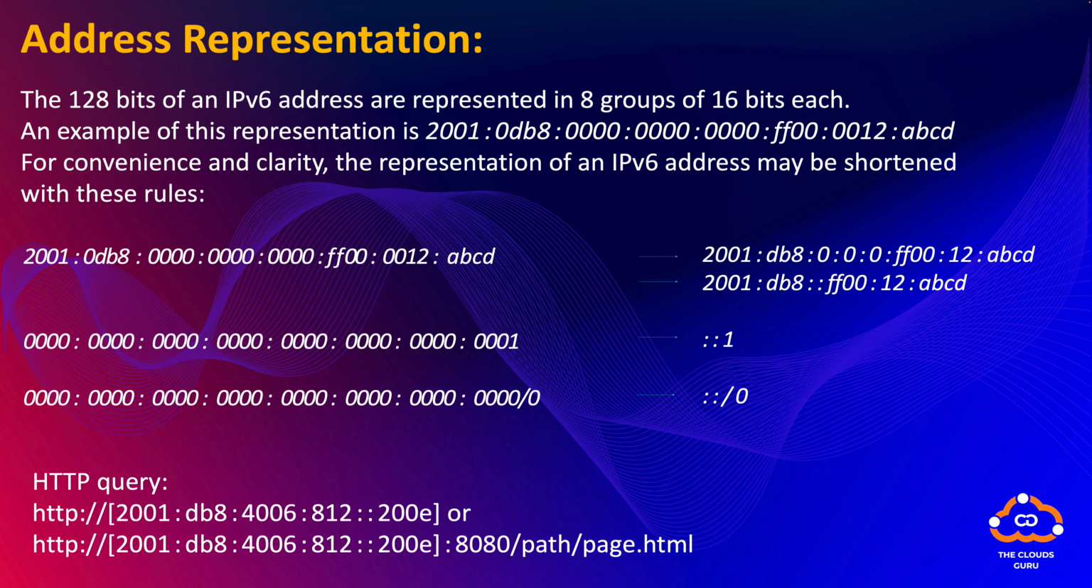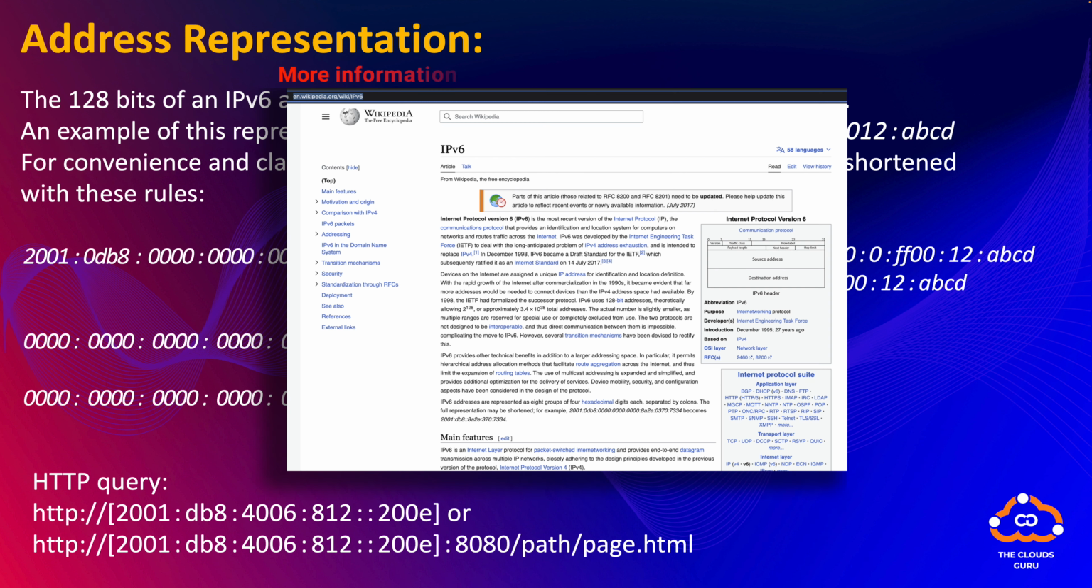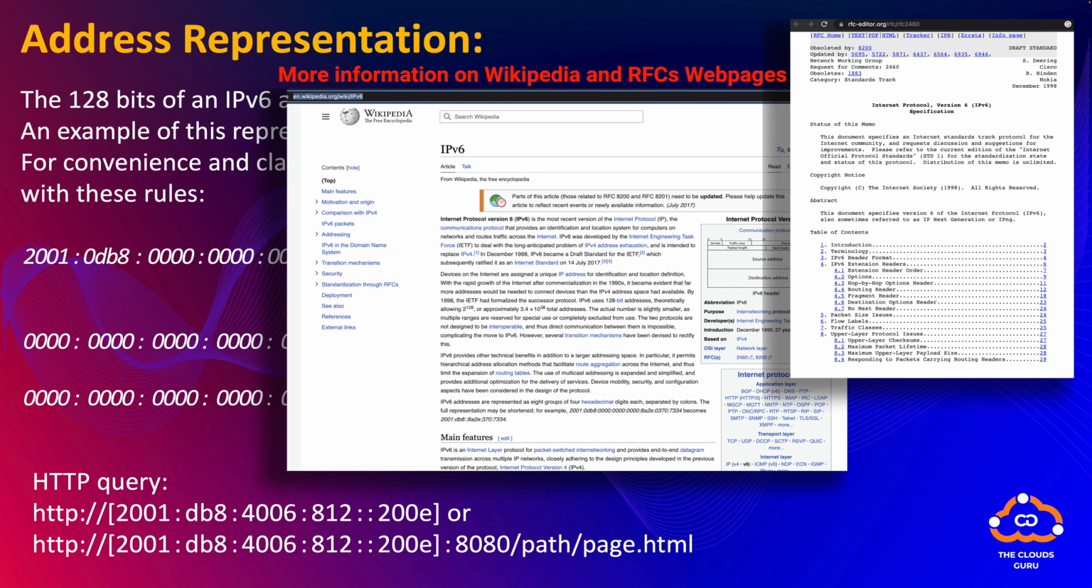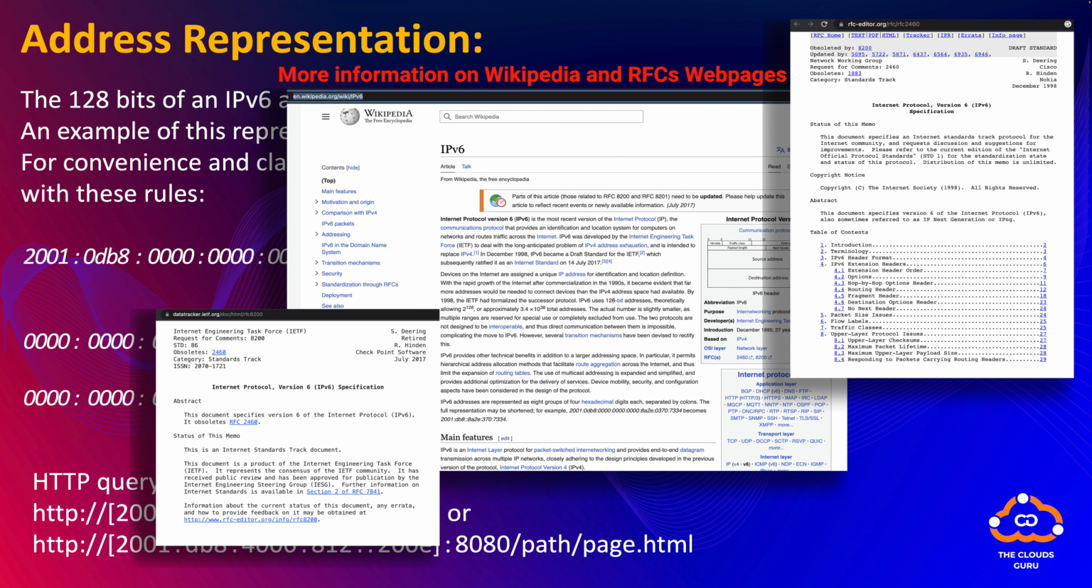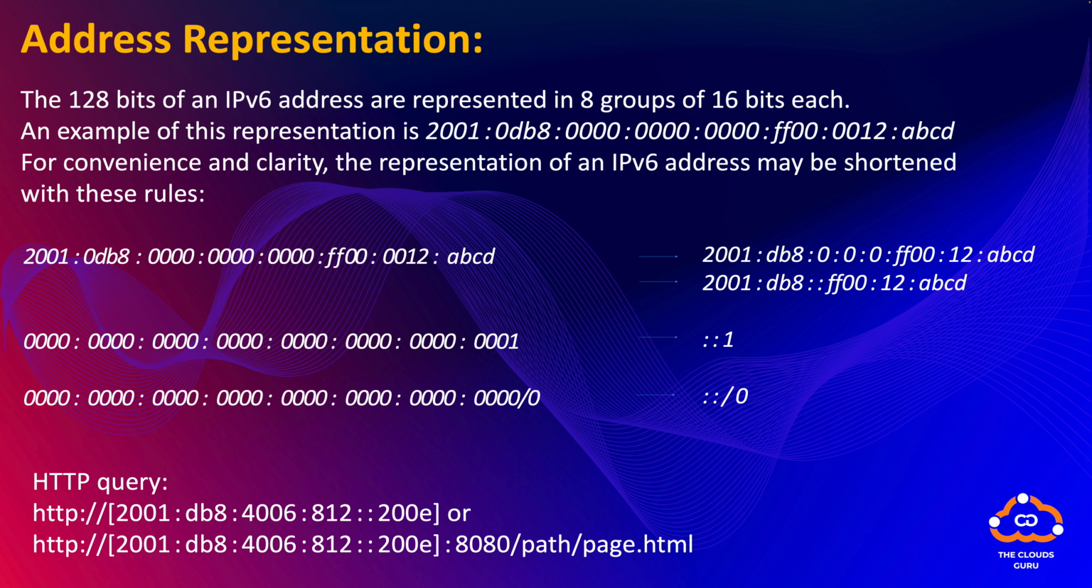Let's start with basic theory. I will present selected information which can be helpful in working with the AWS cloud. IPv6 is 128-bit. The 128 bits of an IPv6 address are represented in 8 groups of 16 bits each. An example of this representation is this format being highlighted on the screen.